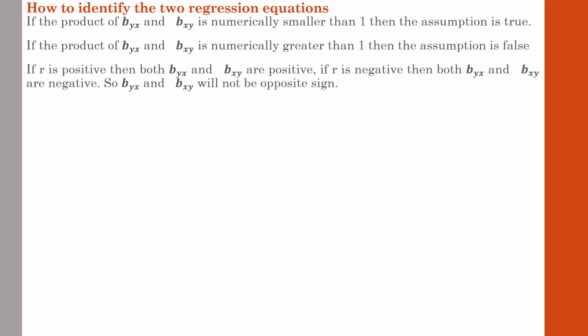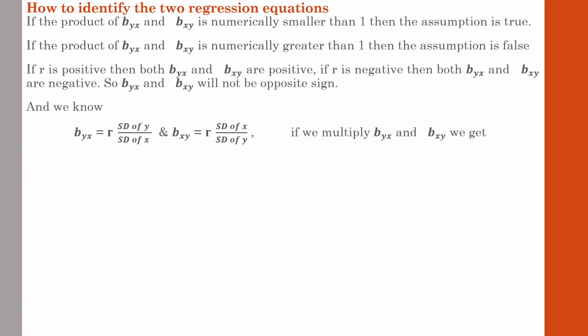You need not do any computation, because if one is positive and another is negative, and you are asked to find whether it is a regression equation, definitely it is not, because one can't be negative and another positive. If a regression equation is correct, both are positive or both are negative. Remember that rule.